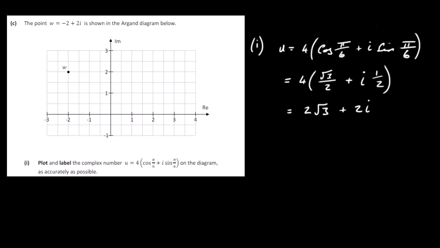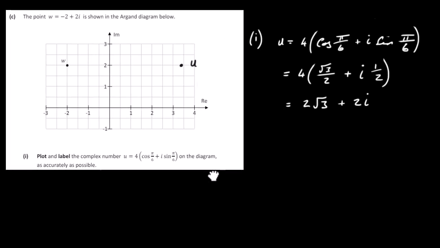So let's just plot that. Now 2 root 3 is approximately 3.46, so we're out to 3.46, which is roughly there. And then we've got to go up 2i, so it's going to be approximately here. It says plot and label, in bold, so you've got to label it as u, or you can put in the complex number itself if you want. Okay, so that's really it for part 1.